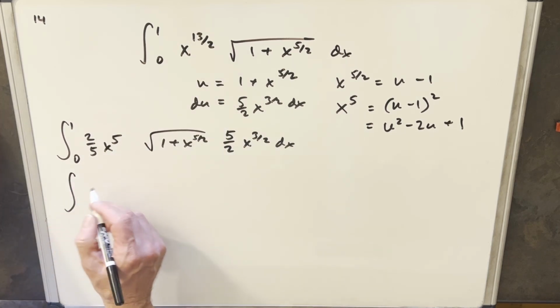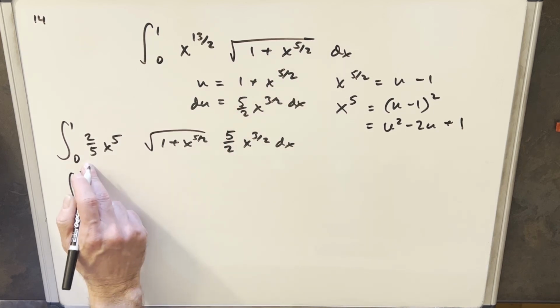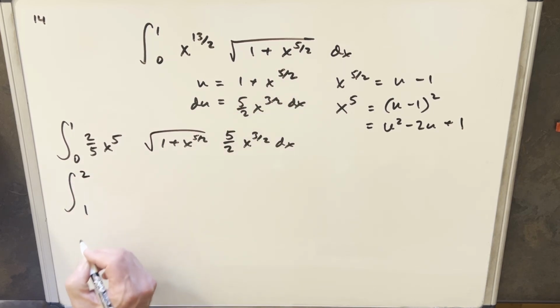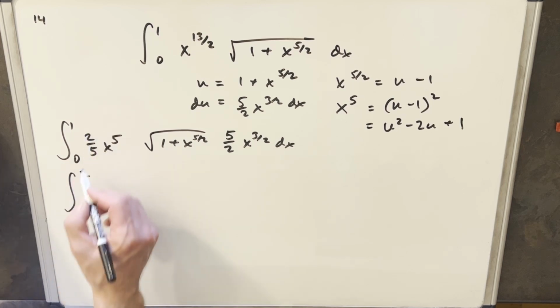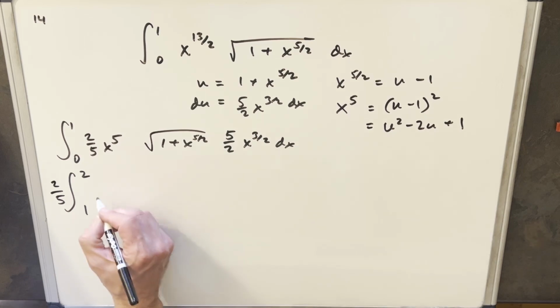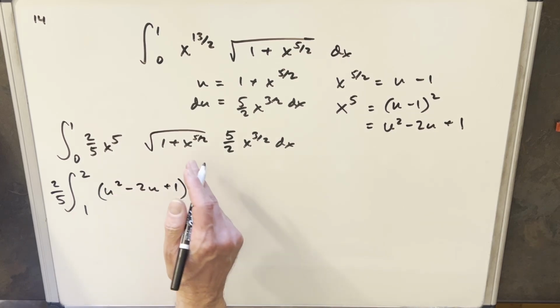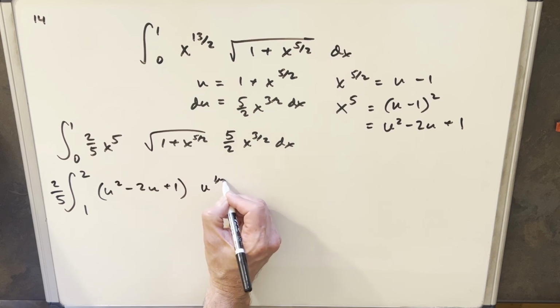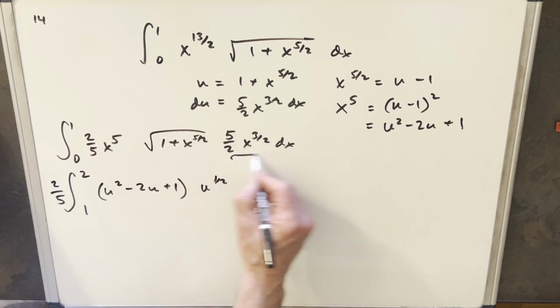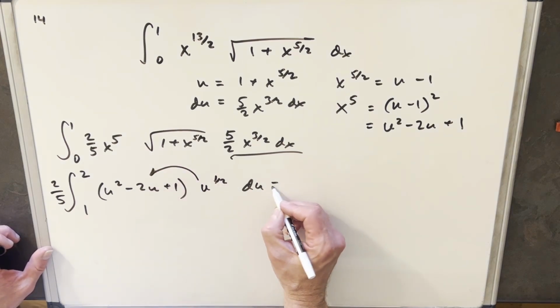So then I'll make my substitution. Plugging a 1 in for x, for our upper bound we'll have 2. Plugging a 0 in, our lower bound is 1. I'm going to take this 2/5 out front of the integral. So x to the 5th is this value, u squared minus 2u plus 1. Then we'll have u to the 1/2, or square root of u, and then this here is going to be our du.